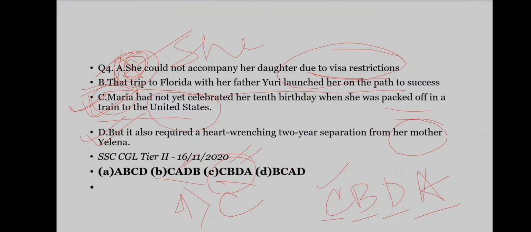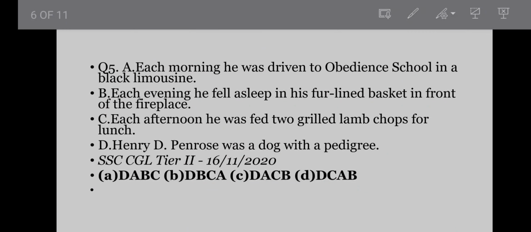Next, question number 5. Each morning he was, again it starts with he, and here we can see the name Henry Penrose. Henry Penrose was a dog with a pedigree. Okay. Next, how can we arrange this? First, in a sentence, morning comes first, then afternoon, then evening, right? So D will be the first one.